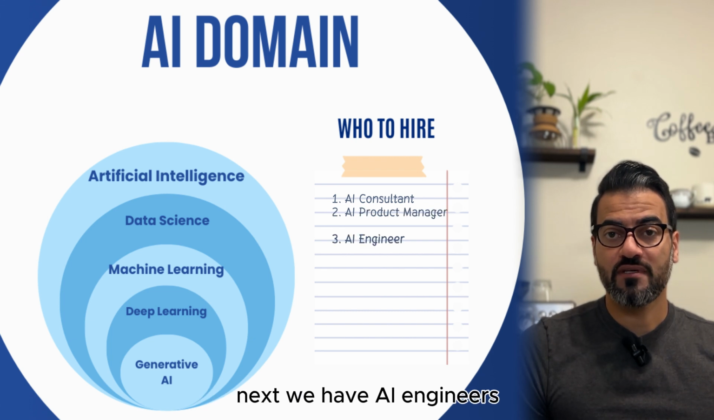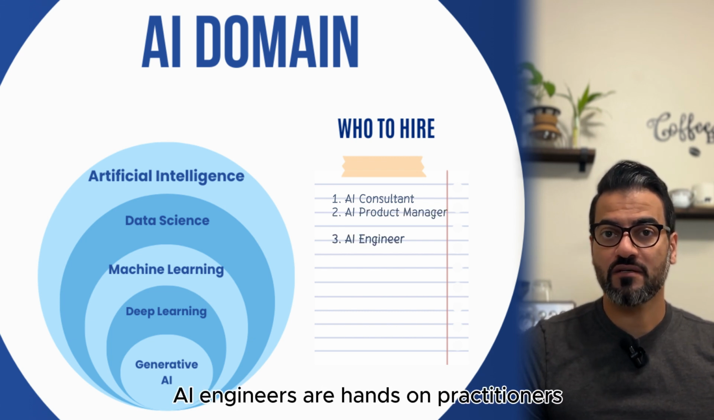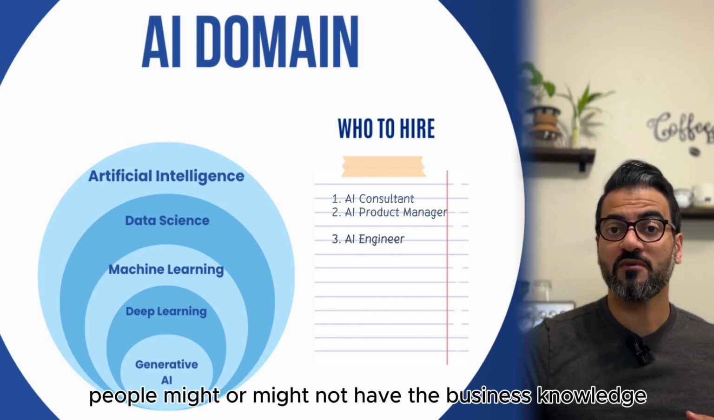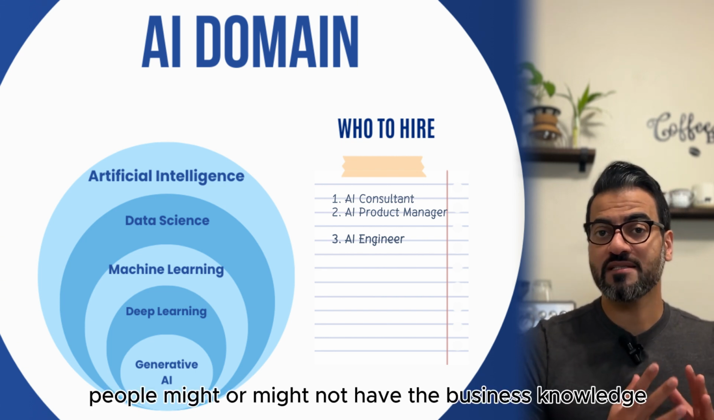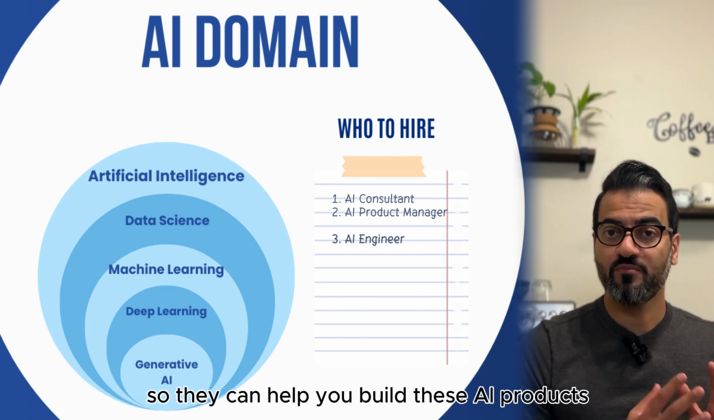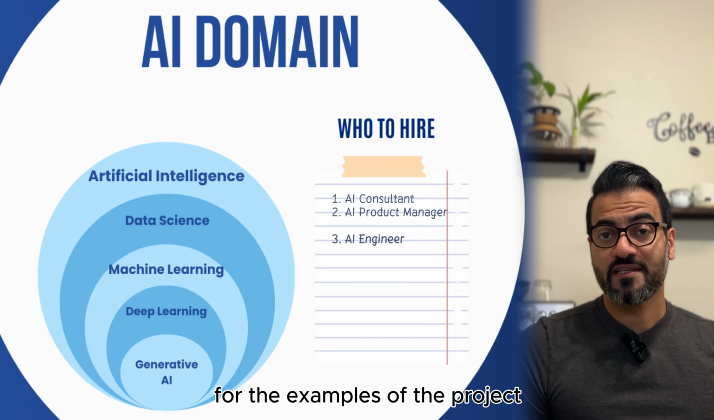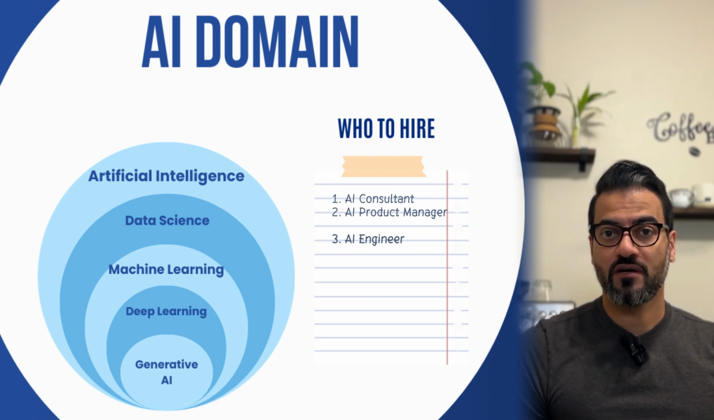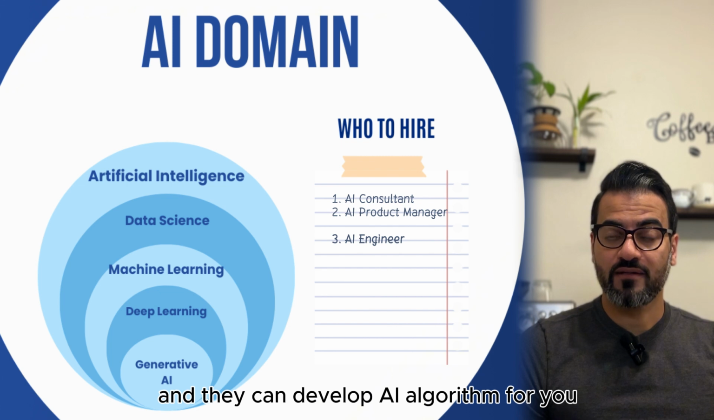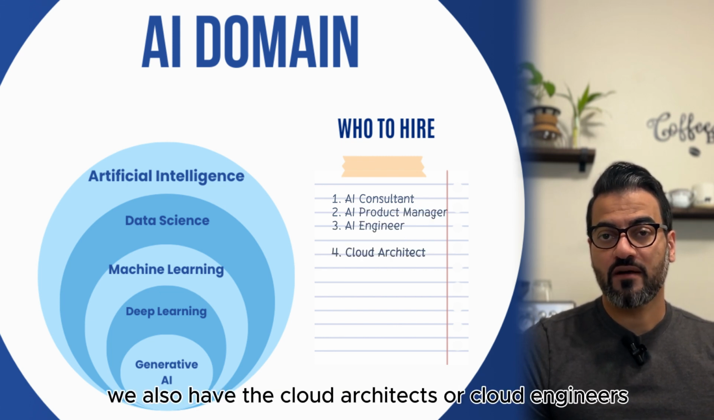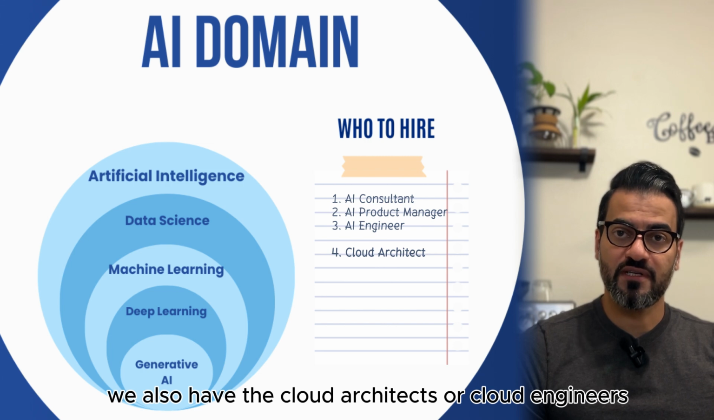Next, we have AI engineers. AI engineers are hands-on practitioners who can code and build these innovative AI products. So these people might or might not have the business knowledge, but they understand AI very well. So they can help you build these AI products. For the examples of the project, they can run automation tasks using AI, and they can develop AI algorithms for you. Under this category, we also have the cloud architects or cloud engineers.